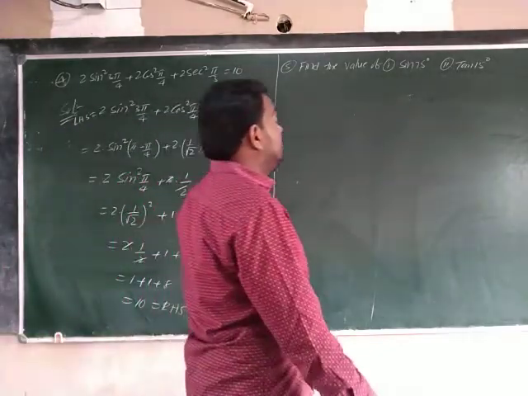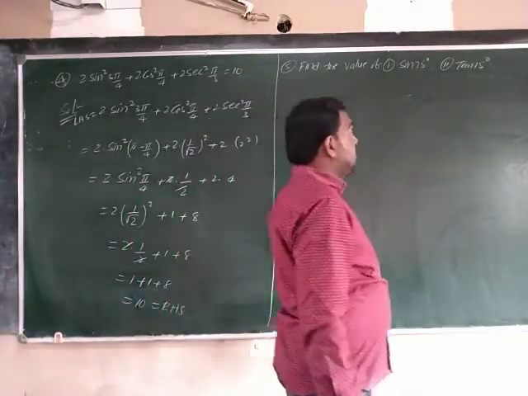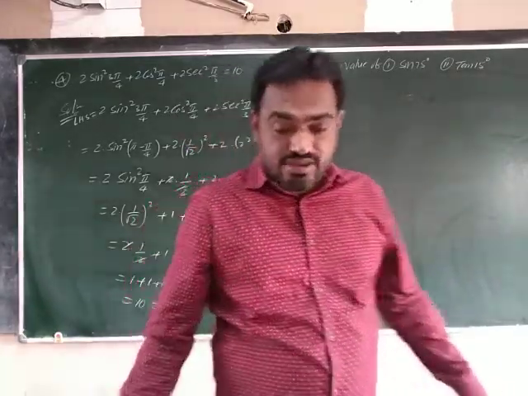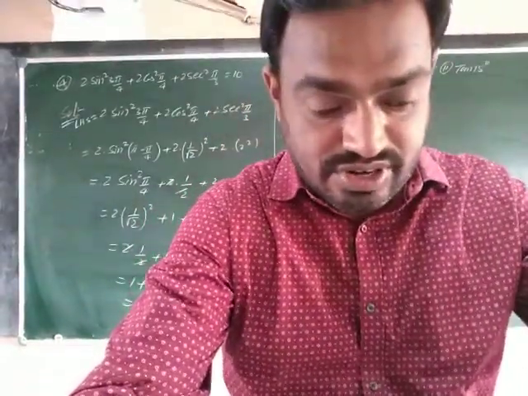Fifth one, you see, find the value of first one sin 75, second one tan 15 degrees. In the example only we discussed these values. Right? Now proofs, you see now proofs.